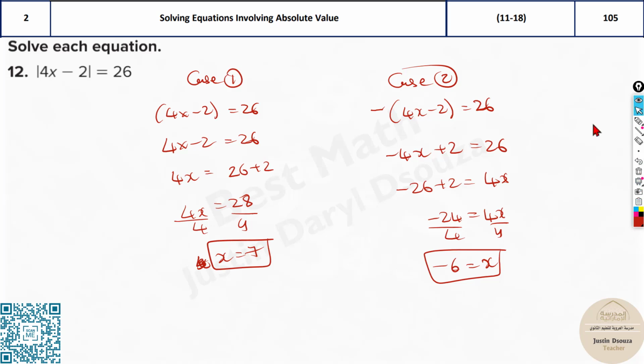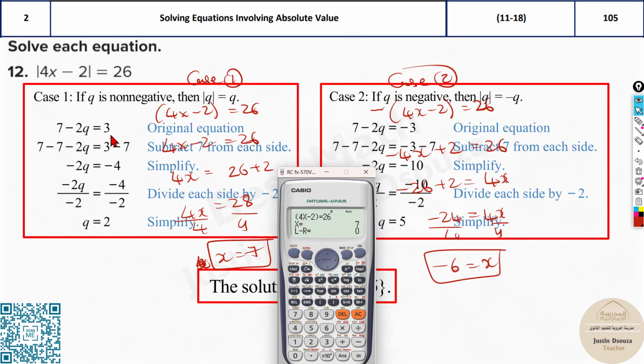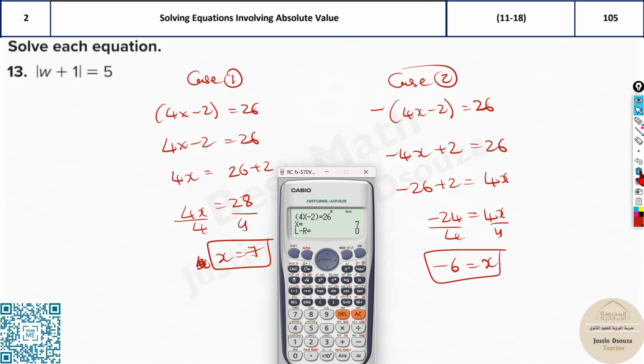I hope this much is clear. And that's what we got in the calculator as well. The first answer was 7 and the second answer over here is minus 6. I'll show you the first answer. Just remove the negative sign, it's 7. Please ignore this solution set over here. Apologies for that. Now, what about this one?